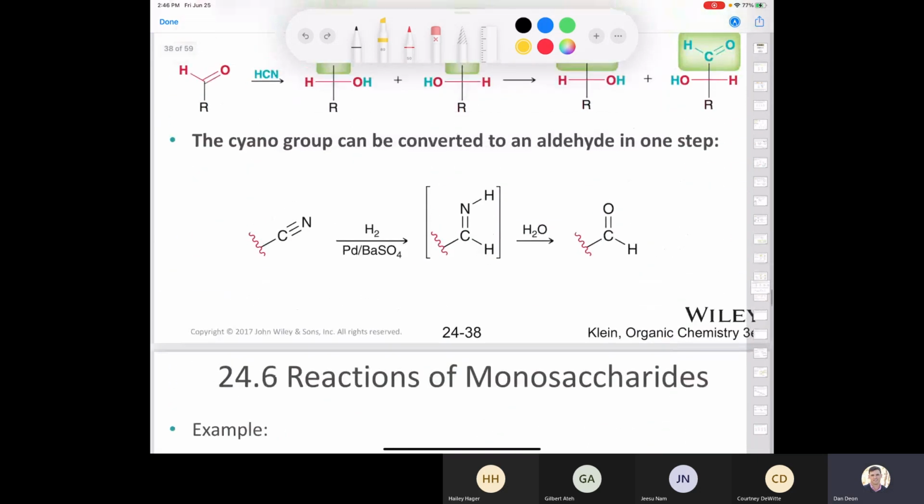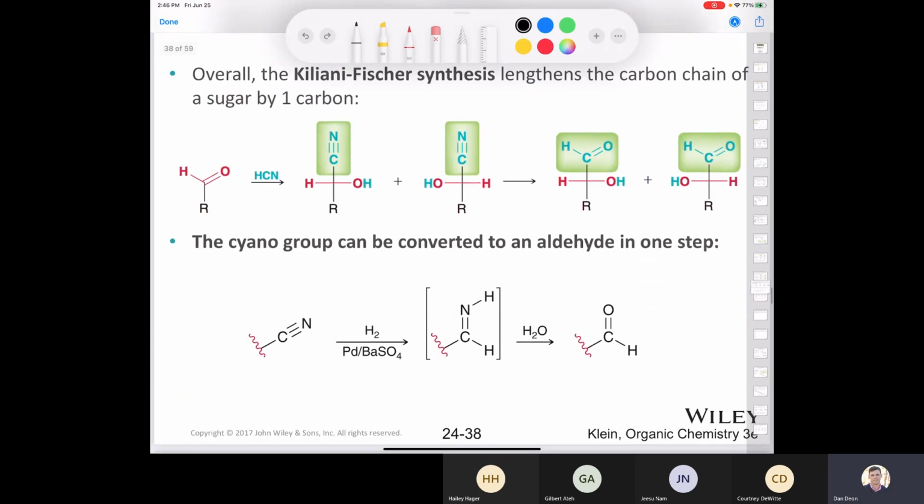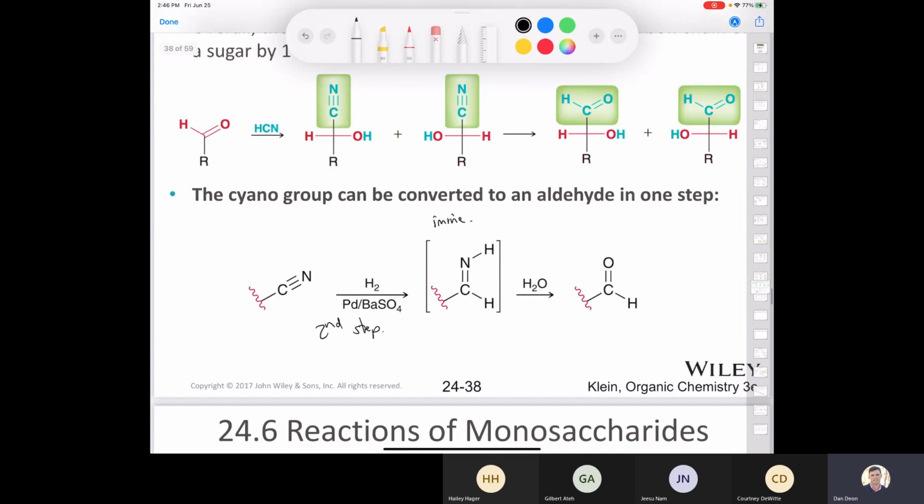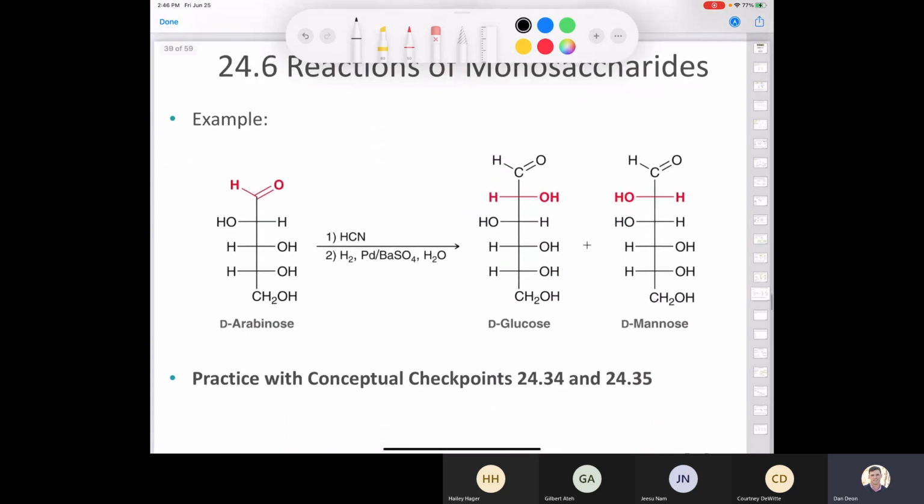So if we go back here, what's being shown here is the second step, that you form this imine, which is here. So this is an imine, and then it gets hydrolyzed with the water. So once you form the cyanohydrin, you kind of do the rest in one pot. So there we go. So here's an example.